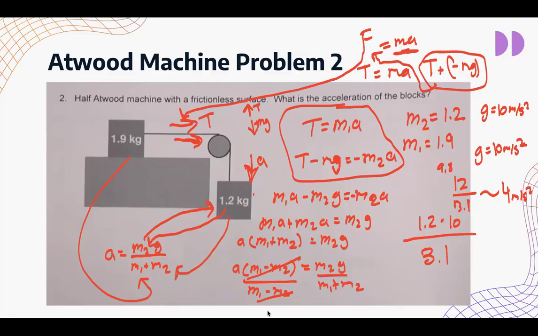Do you get it now? I'll just walk through it again. Since M2 is equal to 1.2, you just input 1.2 for M2. Gravity acceleration is 10 over 3.1 because 1.2 plus 1.9 is equal to 3.1. Does that make sense to you guys?